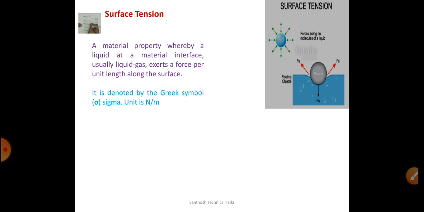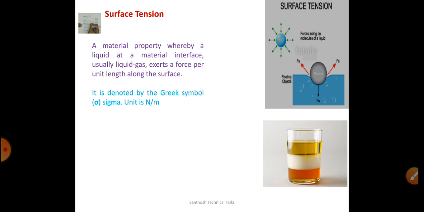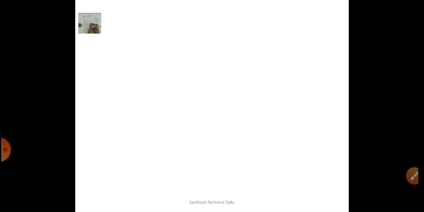It is a material property whereby a liquid at the material interface, usually liquid and gas, exerts a force per unit length along the surface. It is called surface tension. It is denoted by the Greek symbol sigma. The unit is Newton per meter. And you know that oil floats on water. If you look at the water-oil interface, you can see how the surface tension is acting on it.